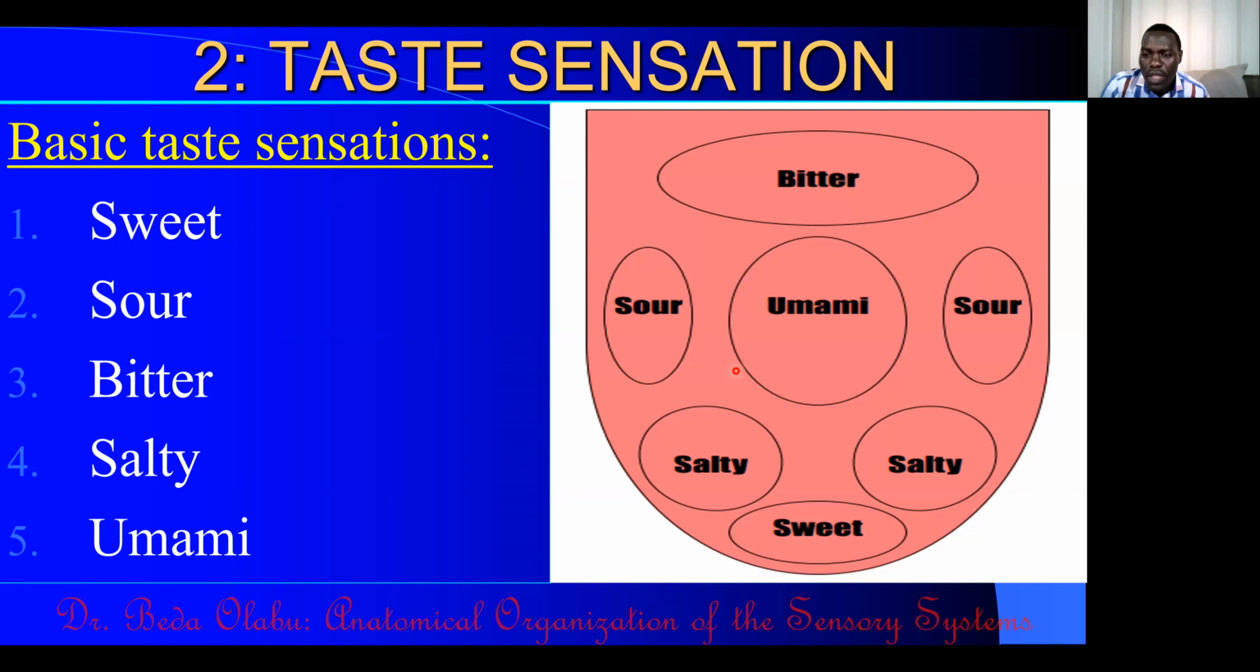Now, you'll be told that there are some regions of the tongue that are more sensitive to different types of sensations. That's okay. But don't be restricted to this map. You can still feel saltiness here. The same way you can still feel something that is sweet here. But this graphic shows the region with highest susceptibility for particular type of sensations.